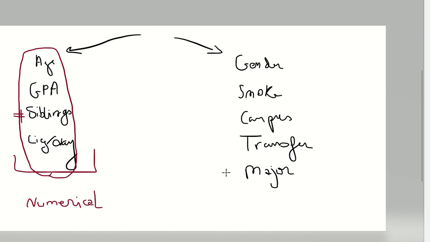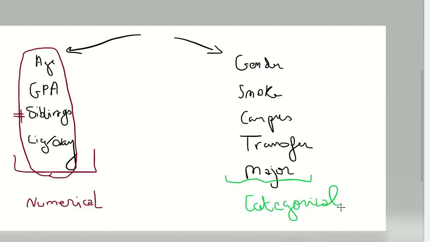Whereas all these variables on this side produce just categories of data. So gender: male, female. Smoking: yes, no. Campus: Beirut, Byblos. Are you a transfer student? Yes, no. Your major: biology, chemistry, pharmacy. There is no numerical data. So this type of variable, or data I should say, is called categorical data. Okay? Categorical data.